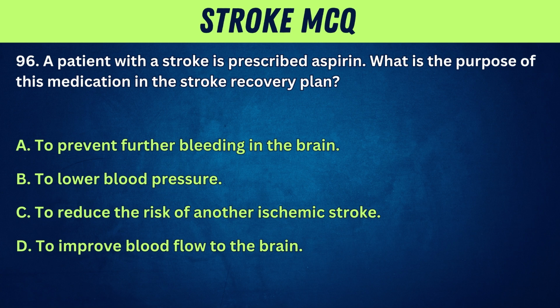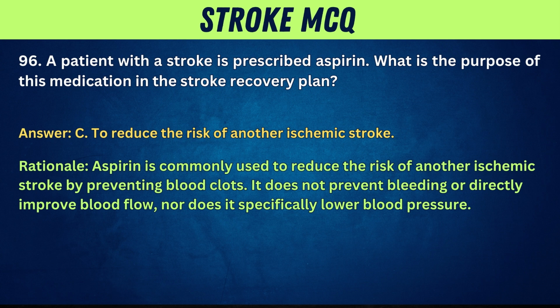A. To prevent further bleeding in the brain. B. To lower blood pressure. C. To reduce the risk of another ischemic stroke. D. To improve blood flow to the brain. Answer. C. To reduce the risk of another ischemic stroke.